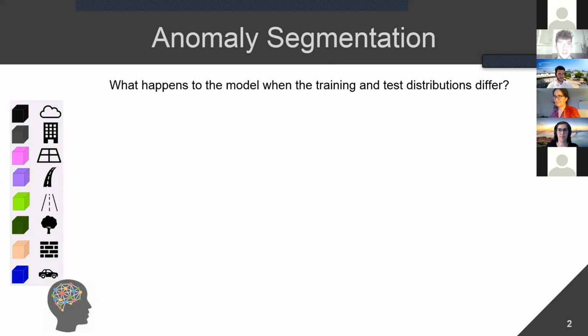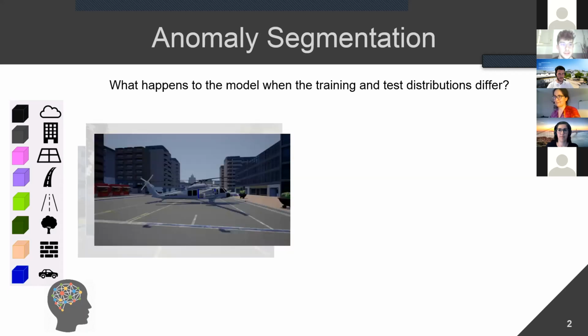In order to easily understand this scenario, I'd like to start with a simple example. Suppose that we have trained our model and the model has already learned some classes, for example, car, building, trees, street, and so on. Then suppose that we test our model on a different distribution from the training one. In this case, an image containing a helicopter, a class that the model has not already learned. So how will the model behave?